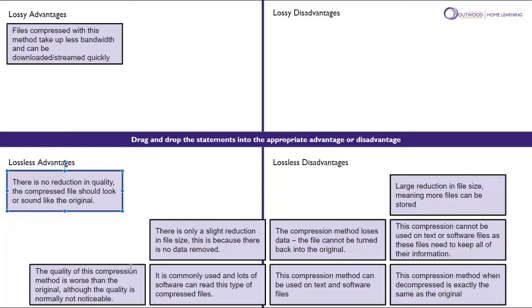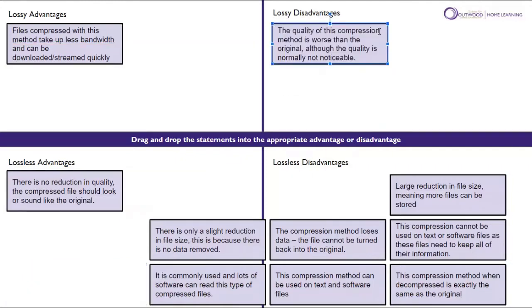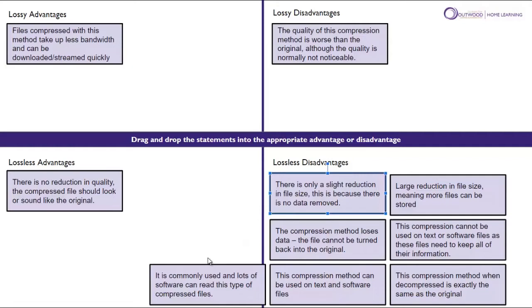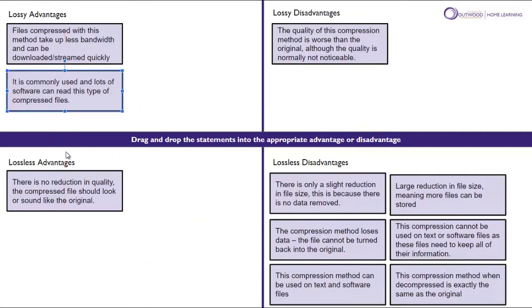The quality of this compression method is worse than the original, although the quality is normally not noticeable. So that's going to be a disadvantage, and it's going to be lossy because lossy removes some of the data whereas lossless doesn't. There is only a slight reduction in file size. This is because no data is removed. So we mentioned lossless has no data removed. It's only going to slightly reduce the file size, therefore it's a bit of a disadvantage because we're not getting those compression rates we maybe want. And then we've got it is commonly used and lots of software can read this type of compressed files. Well, that's lossy. Most of the lossy compression file types are regularly used because obviously they get a big rate of compression.